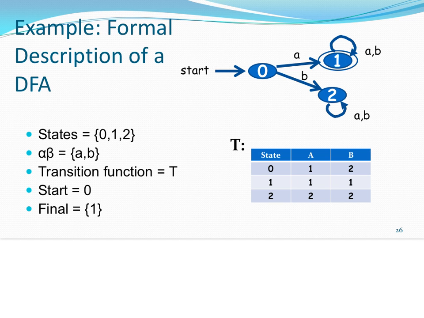So here is a formal description of our DFA. We list the states first, and in this case our states are 0, 1, and 2. We tell you what my alphabet is. I say my transition function is T, and then I draw T off in the corner because it's too much of a pain to write it in lines here.